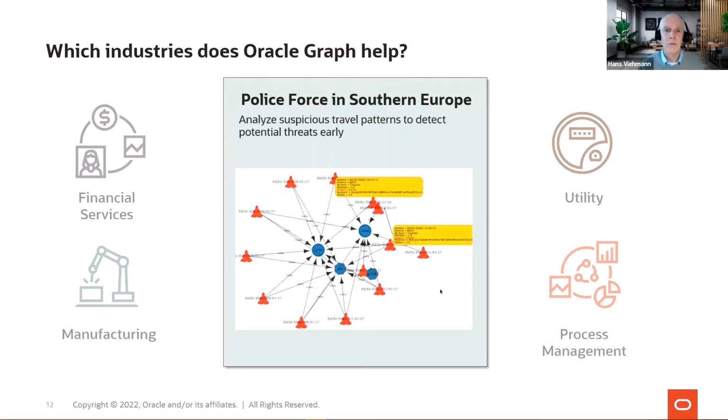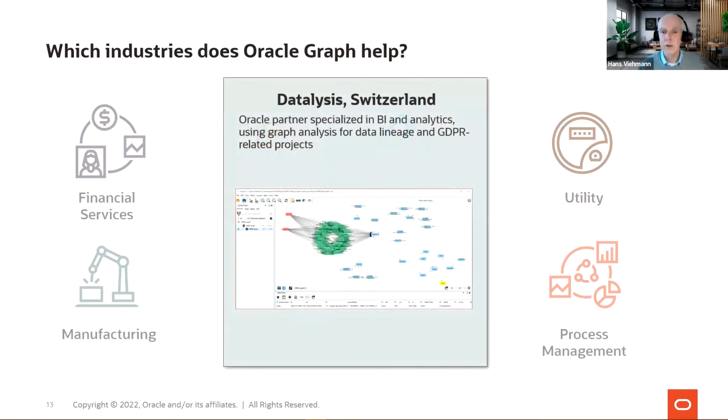Right, and if you move to the final use case, sorry, I think I've got two more. One is one of the horizontal use cases, which may be applicable to you and me and anybody, which is related to GDPR. You can use graphs very nicely to figure out which user of a given application has access to which kind of information. For example, this is an example which our partner Datalysis from Switzerland has built on the basis of the Oracle BI metadata repository.